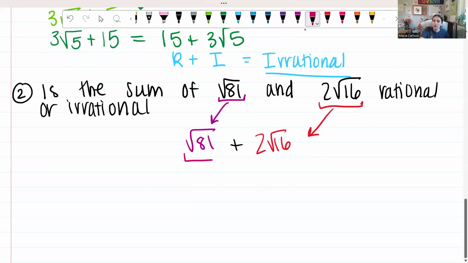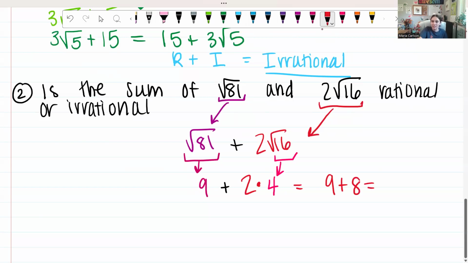The square root of 81 can simplify to just 9. So I have 9 plus 2 times the square root of 16. And the square root of 16 is 4. So I have 9 plus 2 times 4, and 9 plus 8, because 2 times 4 gives me 8. 9 plus 8 gives me 17. And 17, that's a rational number.